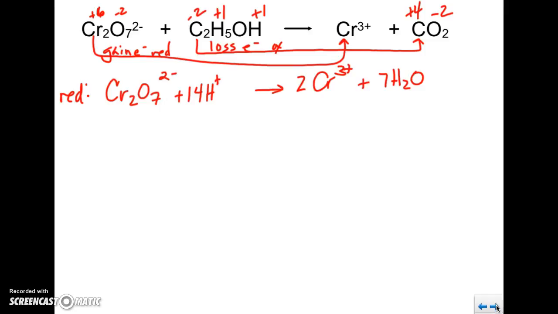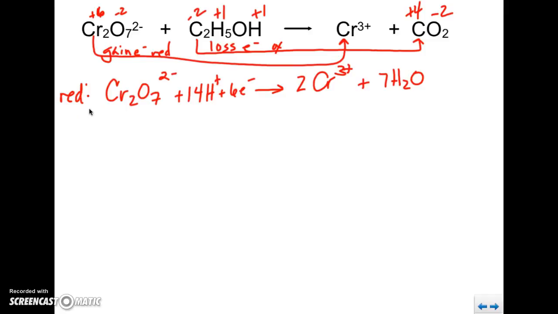And the fourth and final step says that we have to balance charge. Notice here, this results in a plus 12 charge, and on the product side, we have a plus 6. So in order to make that balance, I need to add 6 electrons, which I'm adding right here, and I double check that the electrons are on the reactant side. That's where they need to be for reduction.